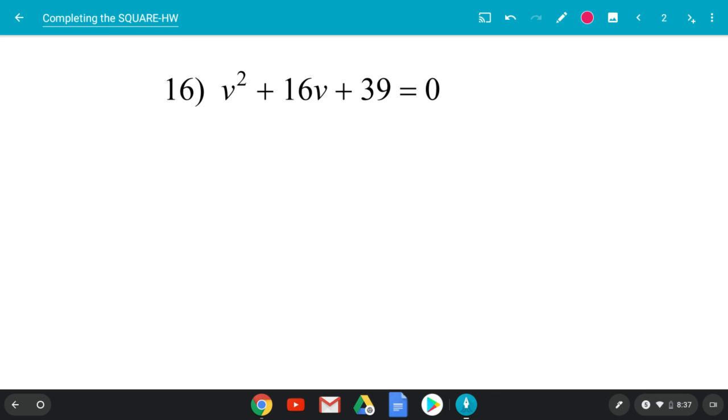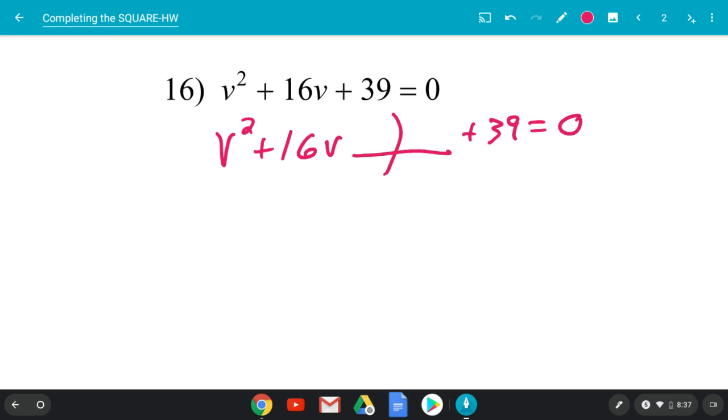Number 16, I'm just going to go right into it because we're about out of time. Watch the process. You can just sit back and relax and you can copy down when I'm done. Okay? V squared plus 16v, space, plus 39 equals 0. Space and parenthesis. 16 divided by 2 is 8. 8 squared is 64. So I'm going to add 64 and subtract 64.